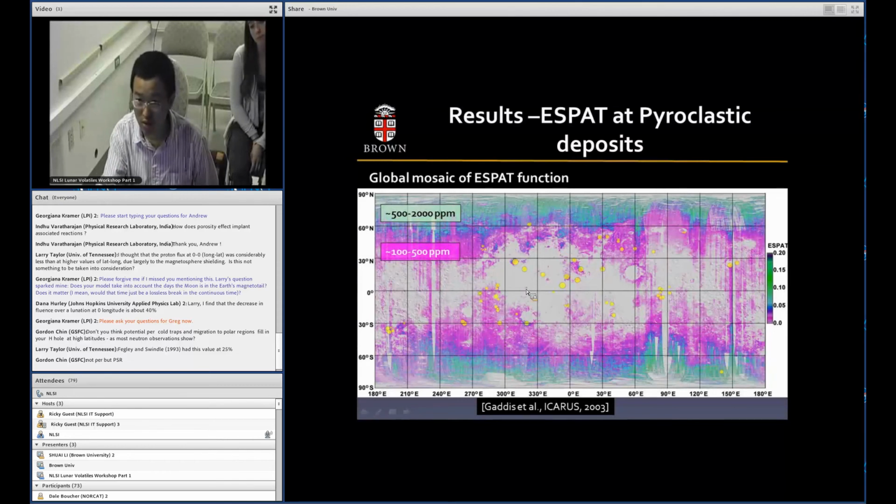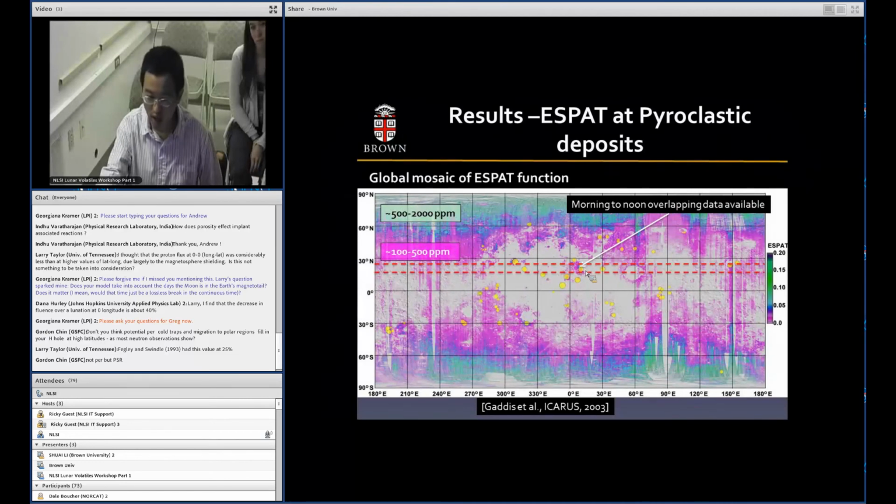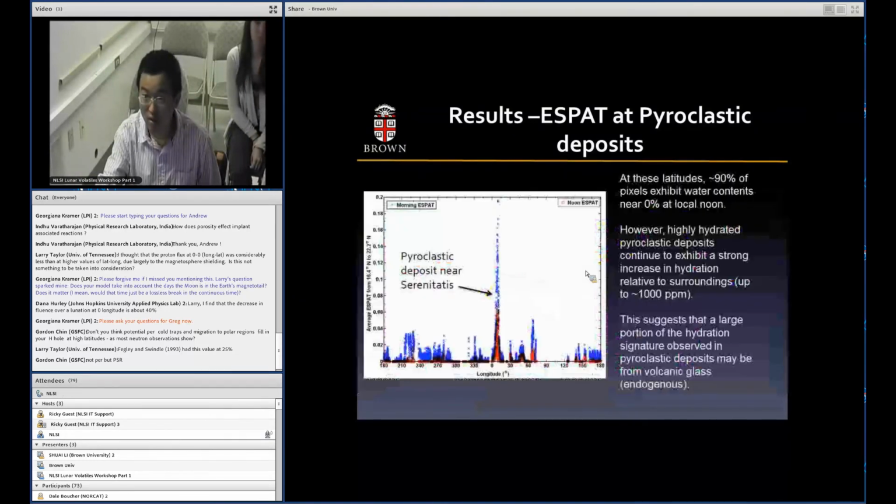But some people may argue, for example, that the high hydration is maybe due to morning data. So we have some overlapping data for the Serenitatis location. We have morning to noon overlapping data. And what we do is an average within this region along the longitude. And what we observe, excuse me a second. You have about 90 seconds left. Okay, it's almost done.